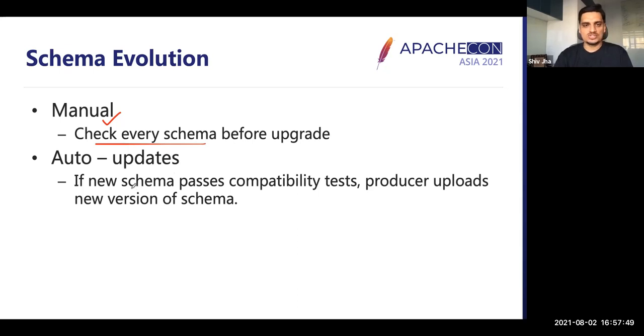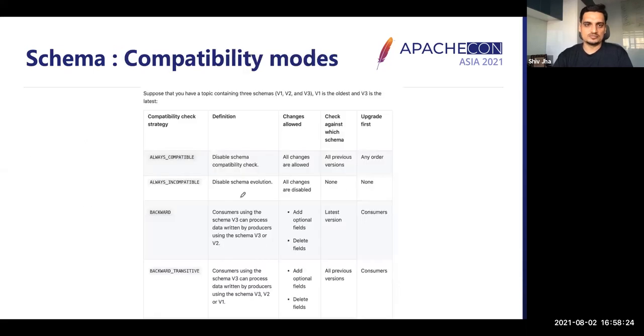But you can also use the automated approach. We will discuss more about it going ahead. Basically, what you will do is, on a topic, you will define the kind of compatibility that you want, the amount of strictness that you want as far as the evolution of schema goes. And then depending on the compatibility you told your topic, new schemas will be tested against those. If they conform to the rules within that compatibility mode, then they'll be accepted. Otherwise, the new schema will be rejected by the producer.